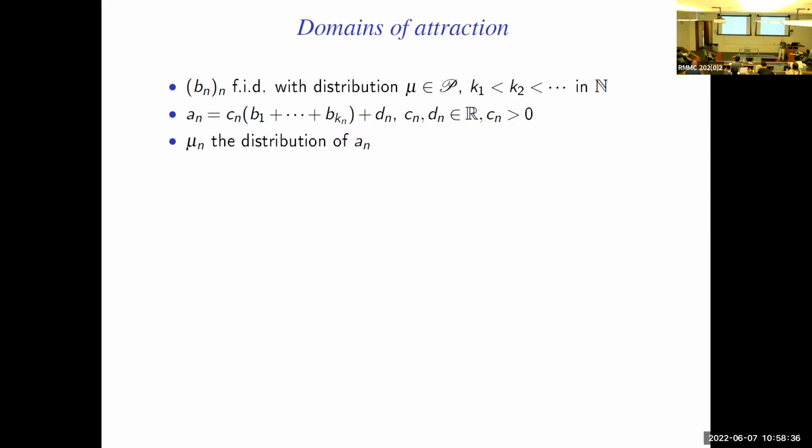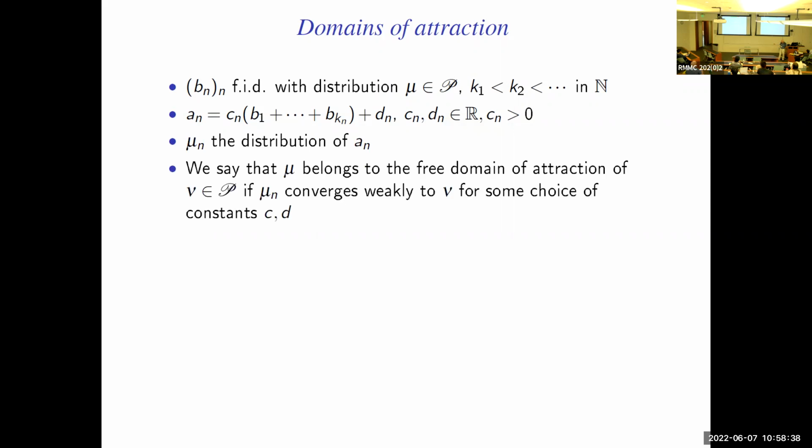And let's say that mu n is the distribution of an. It might happen that these distributions mu n converge to some measure nu. And in that case, you say that mu belongs to the free domain of attraction of the measure nu. Okay. So the weak law of large numbers gives you a characterization of those measures in the domain of attraction of a point mass.